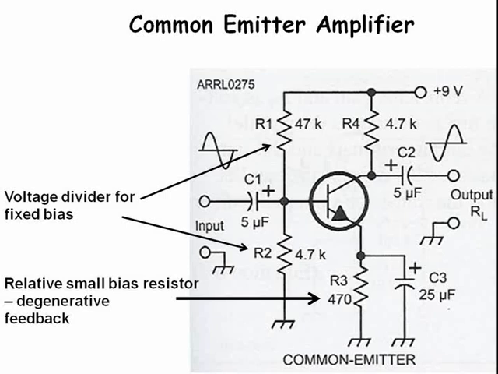Resistors R1 and R2 provide the bias voltage to the transistor base. The gain of the amplifier is approximately the value of R4 divided by R3. We say that R3 provides degenerative feedback because as the current through the emitter increases, the voltage across R3 increases. This reduces the base to emitter voltage, which tends to reduce the current through the emitter. In other words, the circuit is stable.